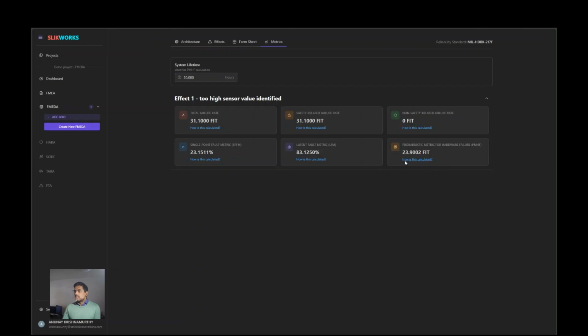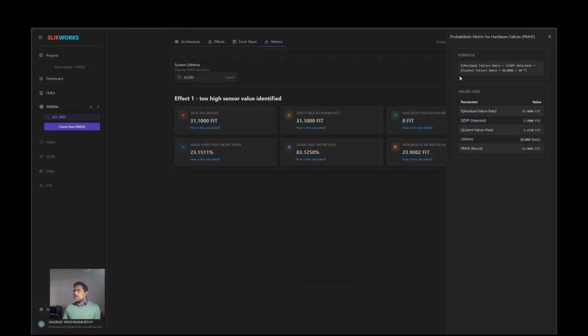Once this is entered, it is calculated using this formula, which is the sum of residual failures plus the sum of detected DPF failures times the latent failure times the lifetime. The first term here represents what happens if there is a residual or a single point failure. The second term represents what happens if there is a multiple point failure. You can see that the first term contributes to PMHF more than the second term.